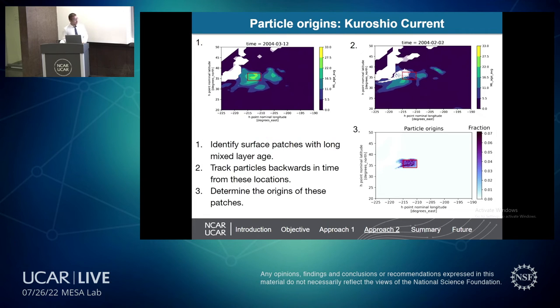I'm going to show you another example that we did in the Kuroshio Current, just to iterate the steps we did for this backwards in time Ocean Parcels. First step, we identify surface patches with long surface mixed layer residence time. Step two, we release particles and track them backwards in time from these locations. And the third step is we get a histogram, a good idea of where they actually came from to end up in the red box.